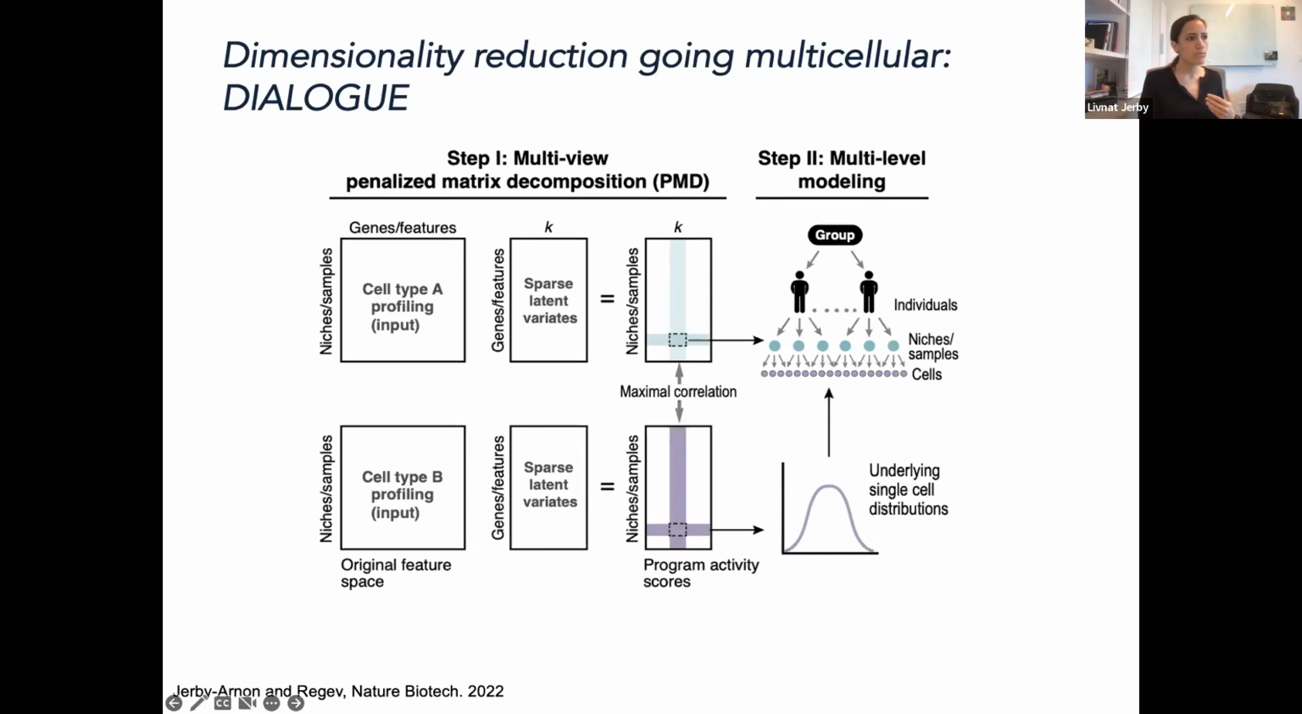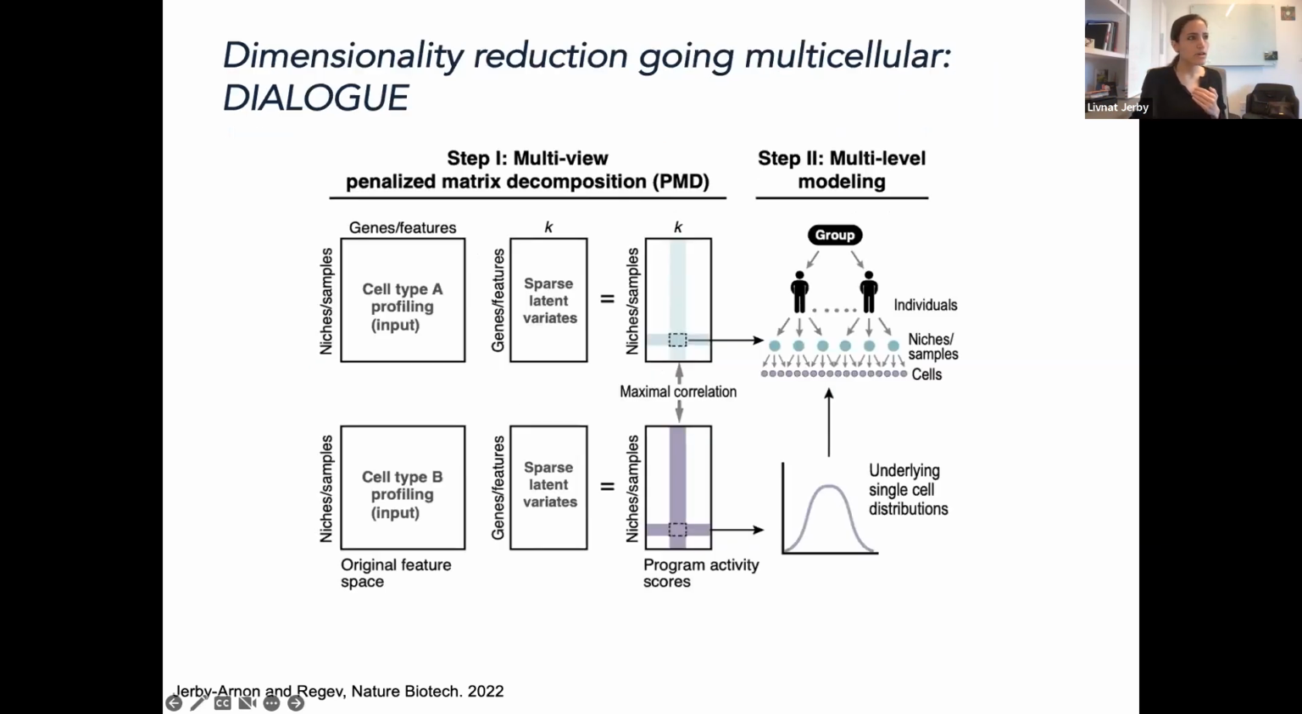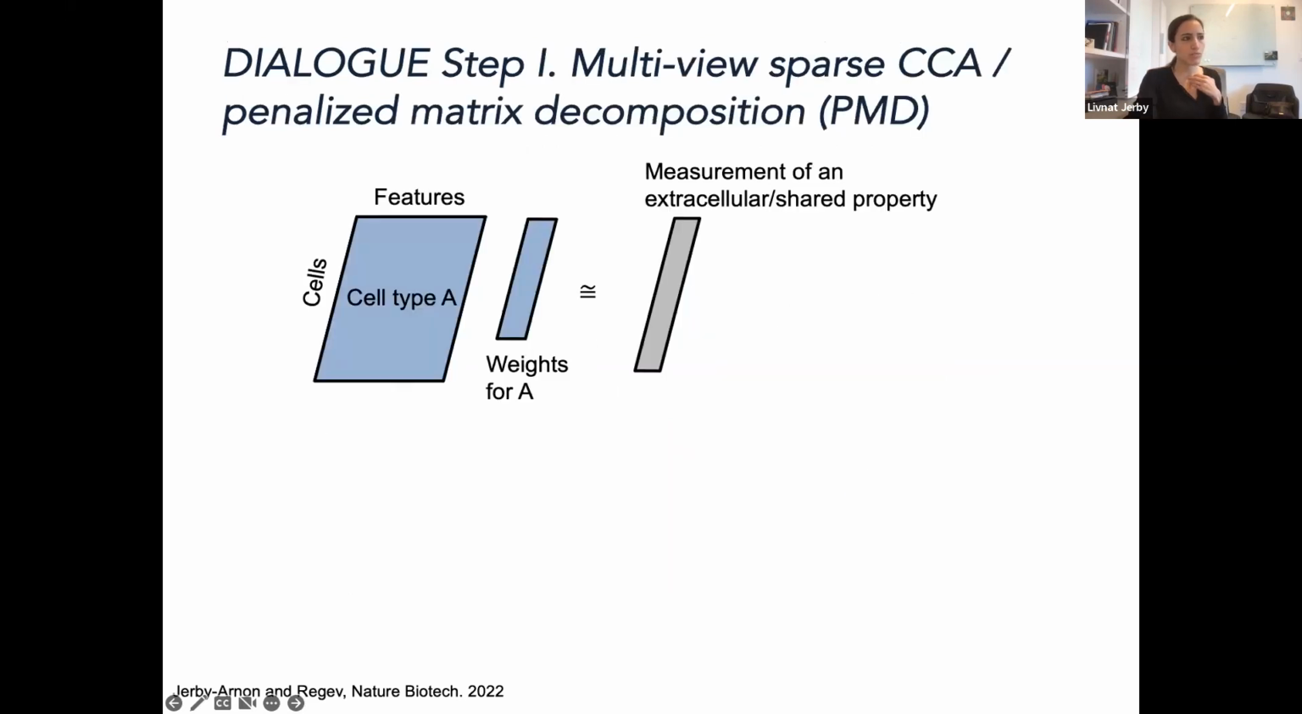We then proceed with a multi-level statistical model that allows us to account for different confounders and account for the hierarchy in our data. So different cells come from different niches or samples, different individuals, different groups. We really need to account for these interdependencies. Okay, so let's zoom further into the first step, the multi-view penalized matrix decomposition.